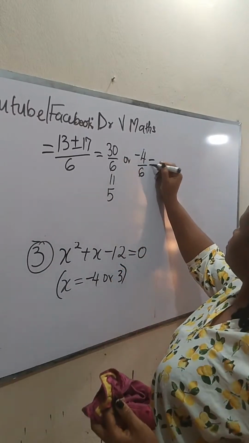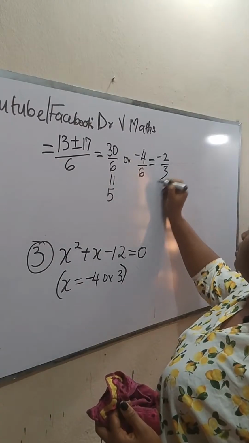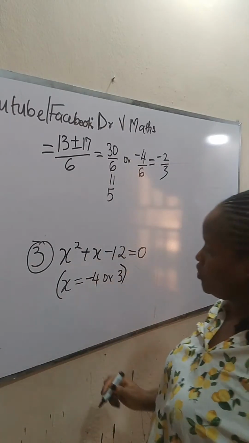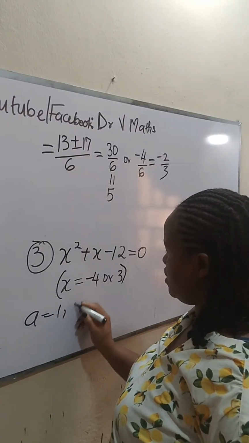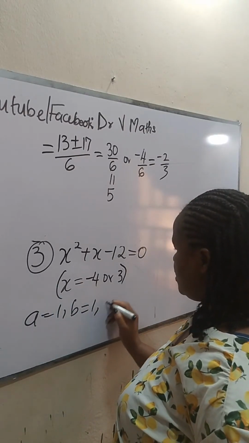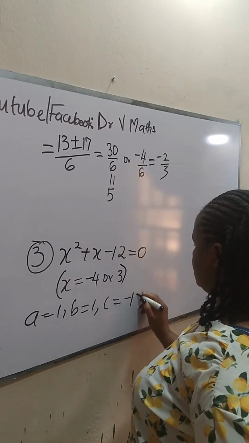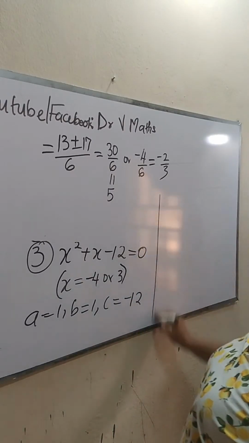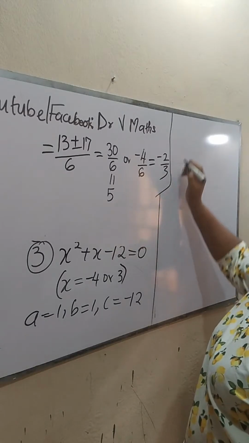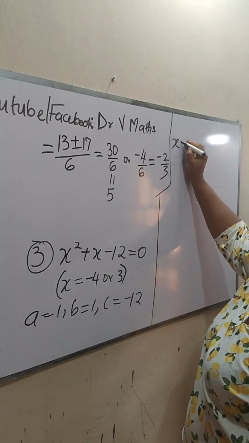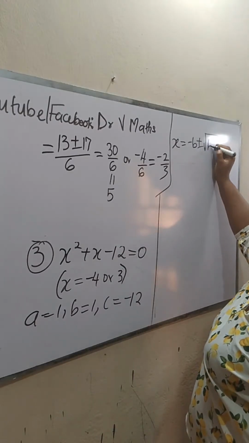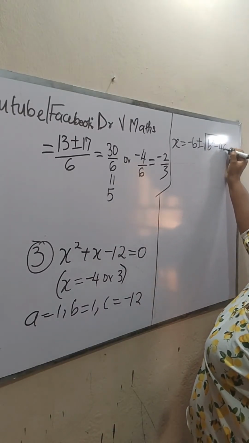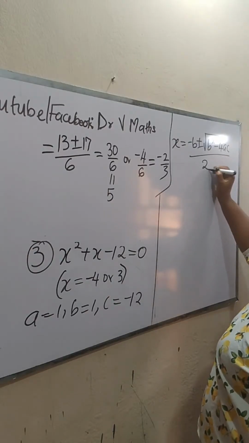This is equals to minus 2 over 3. So we are solving this one. Here our A is equal to 1, our B is equal to 1, our C is equal to minus 12. So you are going to put it into the equation: x is equal to minus b plus or minus square root of b squared minus 4ac all over 2a.